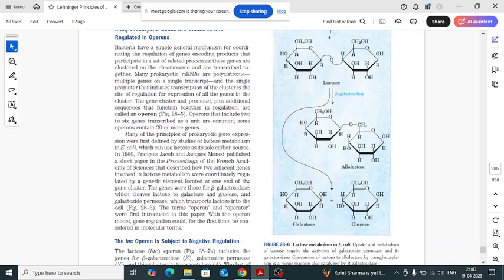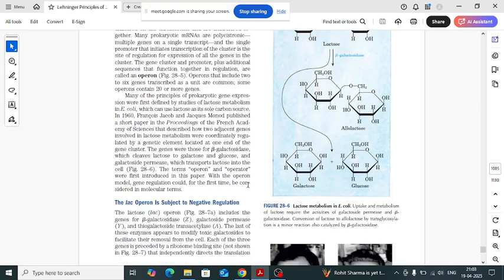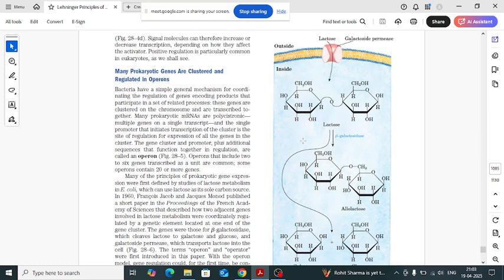So, for example, in E. coli, there is an operon system called the lac operon system, because the expression of that operon system depends on the molecule called lactose, right? So how is lactose digested in our cell? When lactose enters into the cell, lactose is composed of glucose and galactose, right?